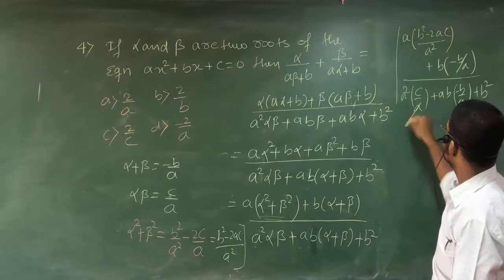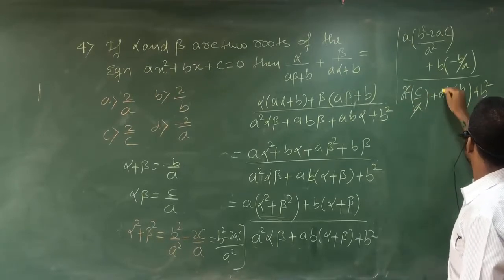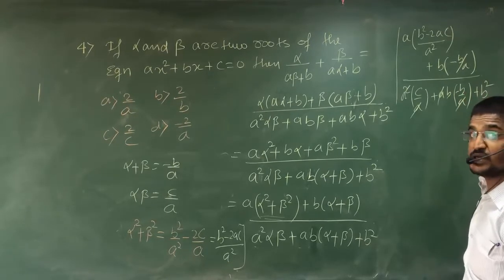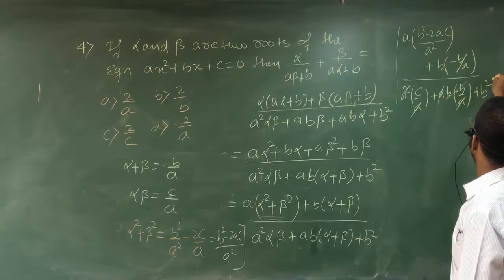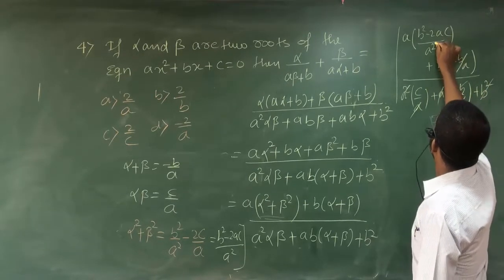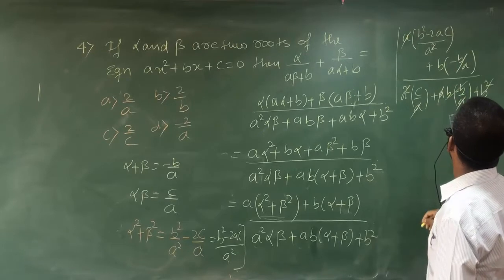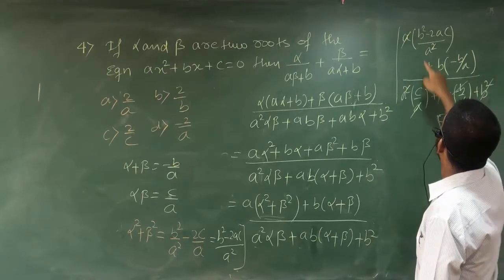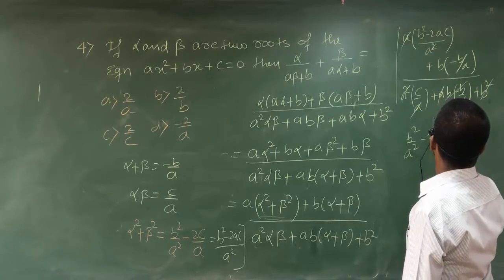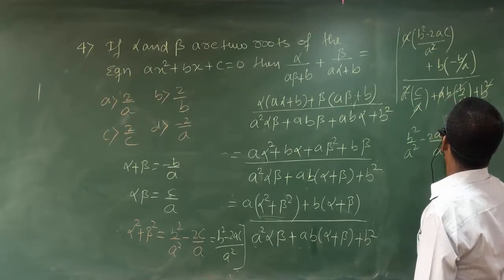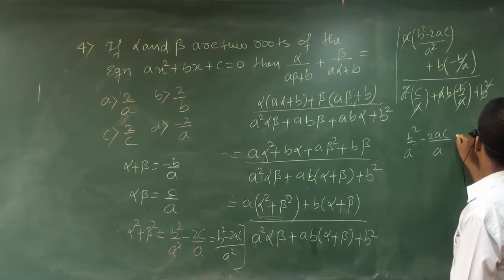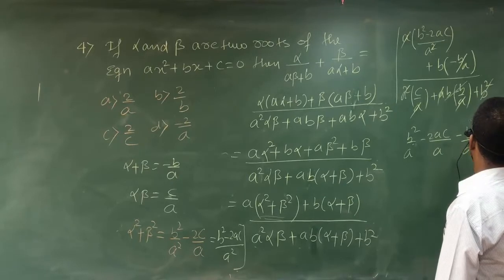Okay, cancel a and a. This will be minus b square, this will be plus b square. Cancel minus b square plus b square. So the remaining term is, here you cancel a and a. This is minus b square. This is b square by a square minus 2ac by a square. Sorry, b square by a, 2ac by a, minus b square by a.